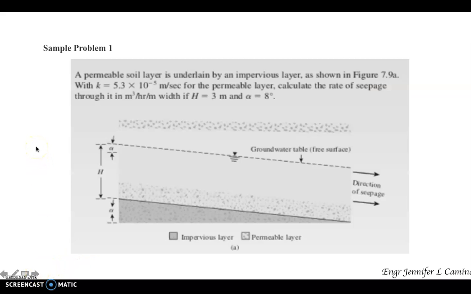So we have a sample problem. A permeable soil layer is underlain by an impervious layer as shown in this figure, with K equal to 5.3 times 10 to the negative 5 meter per second. For the permeable layer, calculate the rate of seepage through it in cubic meter per hour per meter, if H is equal to 3 meters and alpha is equal to 8 degrees. So for this one, we're going to compute the rate of seepage. This is the setup for our permeable layer of soil, and we're given H, alpha, and K.